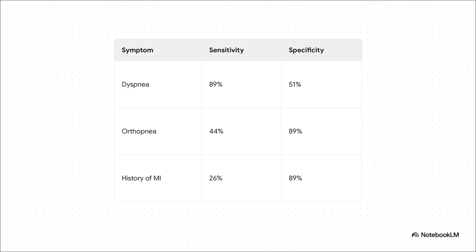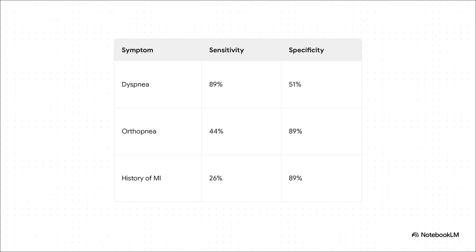So let's talk about how strong our clues are using sensitivity and specificity. Dyspnea, or shortness of breath, super high sensitivity, 89%. That means almost everyone with heart failure has it. It's a great screening clue. But its specificity is kind of low, only 51%, because a million things can make you short of breath.